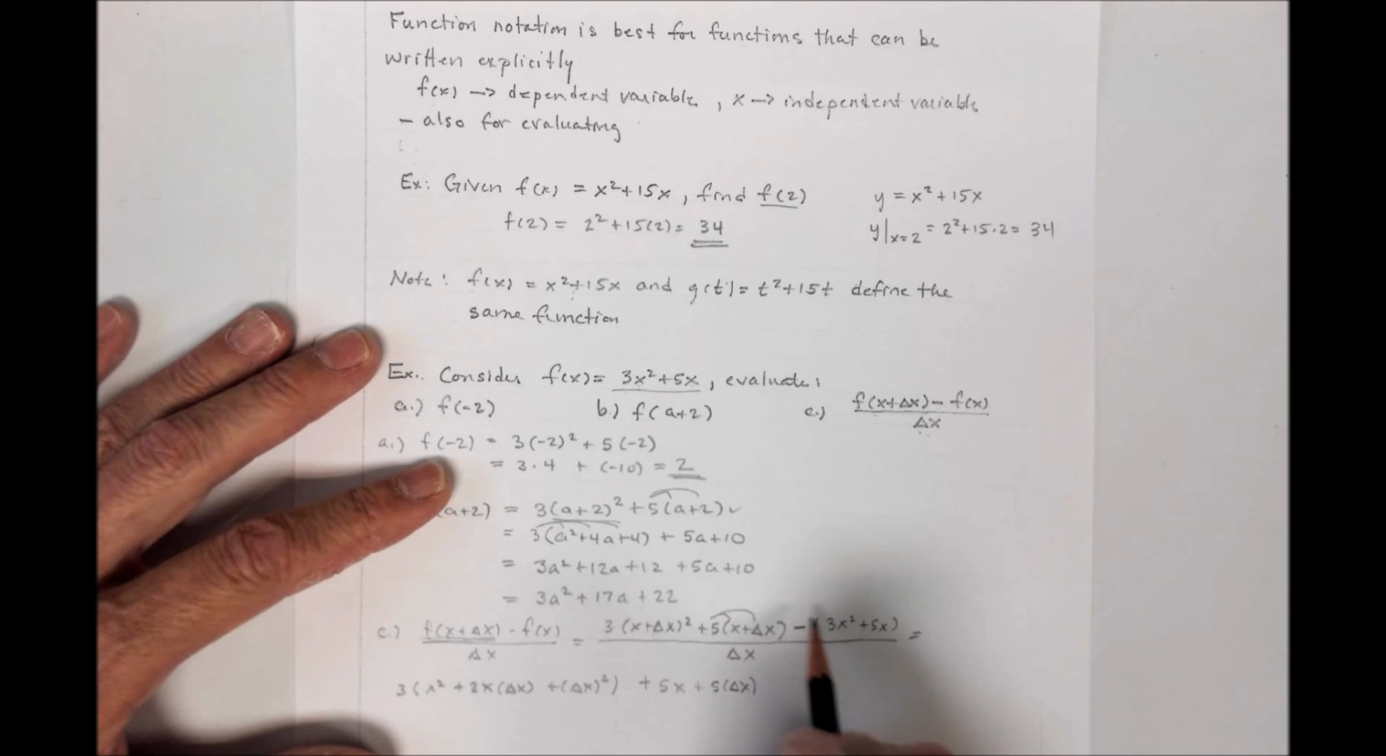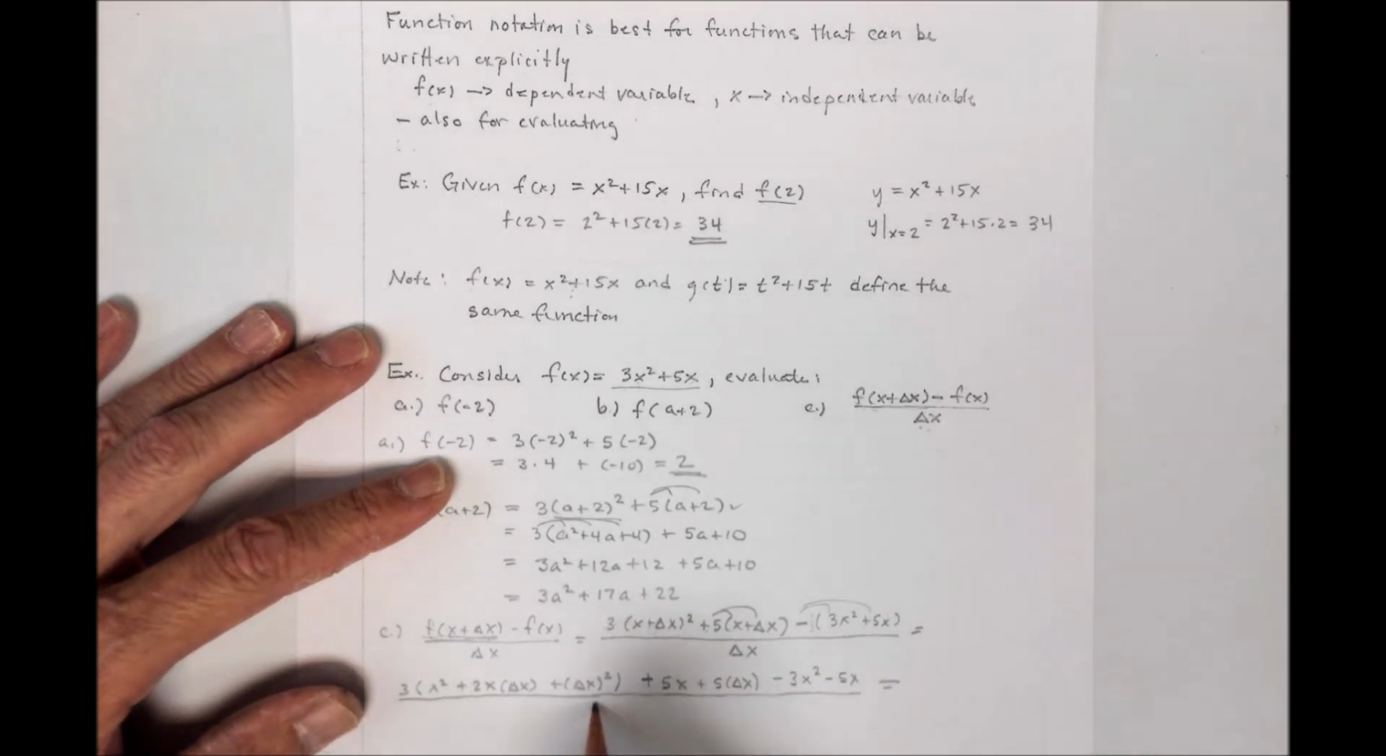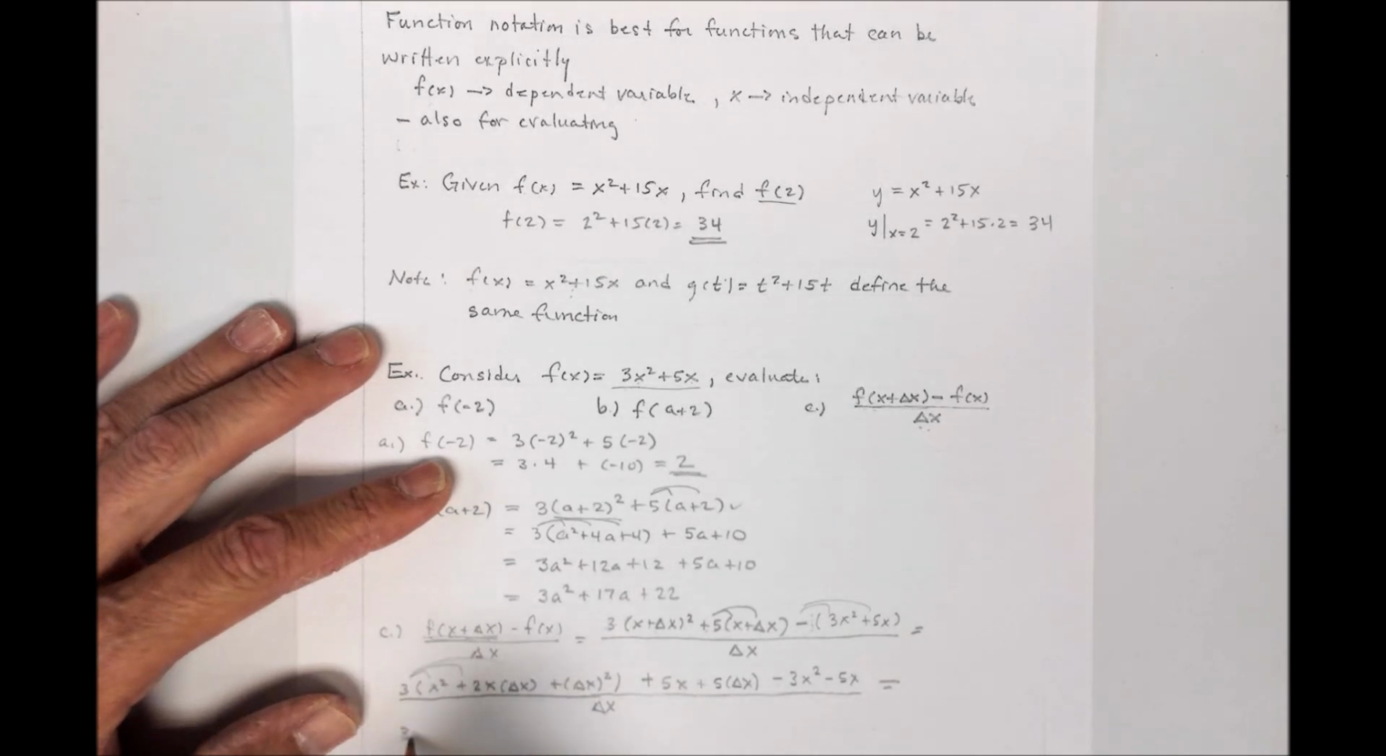minus, now this is like a negative 1 there. Glad I caught that early. Minus 3x squared minus 5x. I guess I was thinking of that subtraction sign. At least that's what I'll say in court. Let's go ahead and put this all over delta x here. All right, I have to distribute. So I have 3x squared plus 6x times delta x plus 3 times delta x quantity squared plus 5x plus 5 times delta x minus 3x squared minus 5x all over delta x.